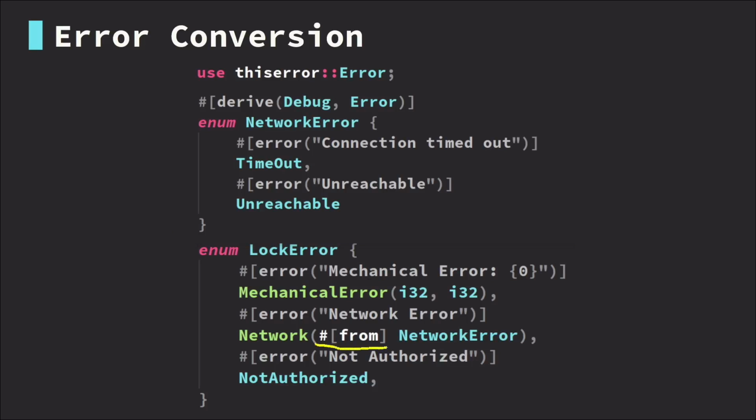So if we annotate this with from, what will happen is if we get a network error, it'll automatically convert into a lock error if needed. And that's because we have this from annotation here. So we can convert from a network error into a lock error. When we do that, the lock error will be a Network variant.